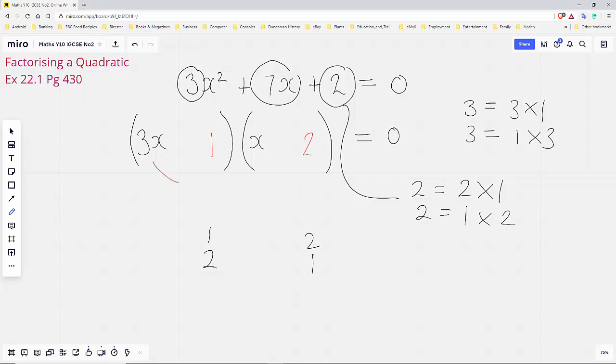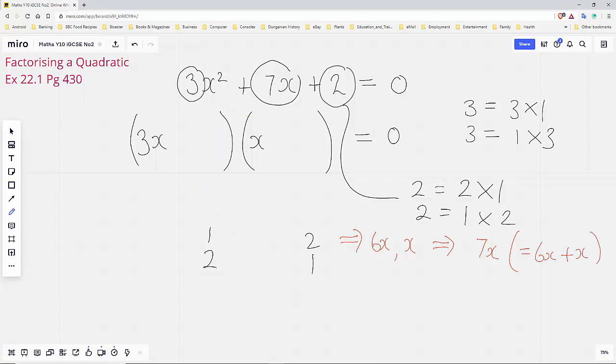So we'll take the 3x and multiply it by the 2, and we'll give it 6x. So this can possibly generate a 6x, and then the 1 times the x will give us another x. Now in combination, these could give us 7x. In other words, equal to 6x plus x.